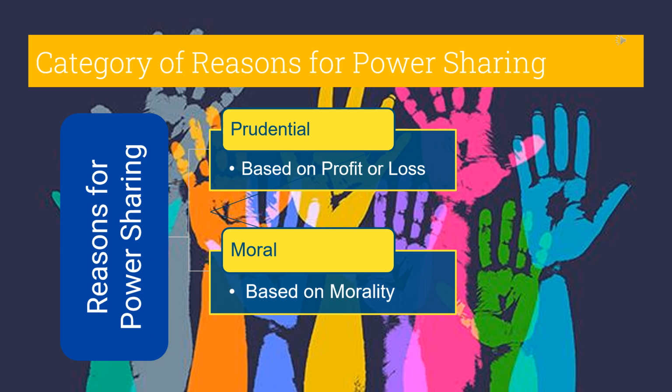We can categorize the reasons into two categories. One is prudential and another one is moral. So all the reasons, all the justifications of power sharing would be categorized into these two categories. Let's understand what these two categories are.